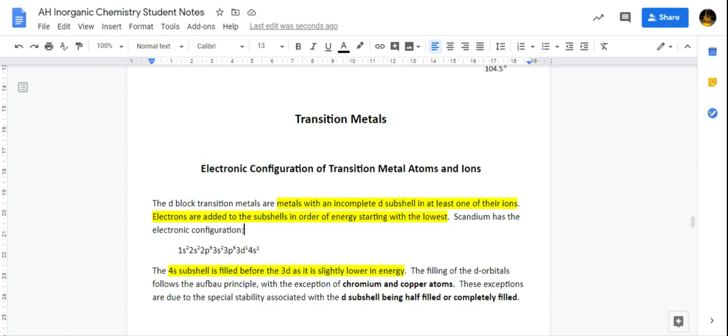So as I said, you can either do 1s2, 2s2, 2p6, 3s2, 3p6, 3d1, 4s2, or 1s2, 2s2, 2p6, 3s2, 3p6, 4s2, 3d1. Both spectroscopic electron configurations are correct. So it follows the Aufbau principle. Now, as with chemistry, as you will learn, there are always exceptions to the rule. The 2 exceptions in this case are chromium and copper atoms.